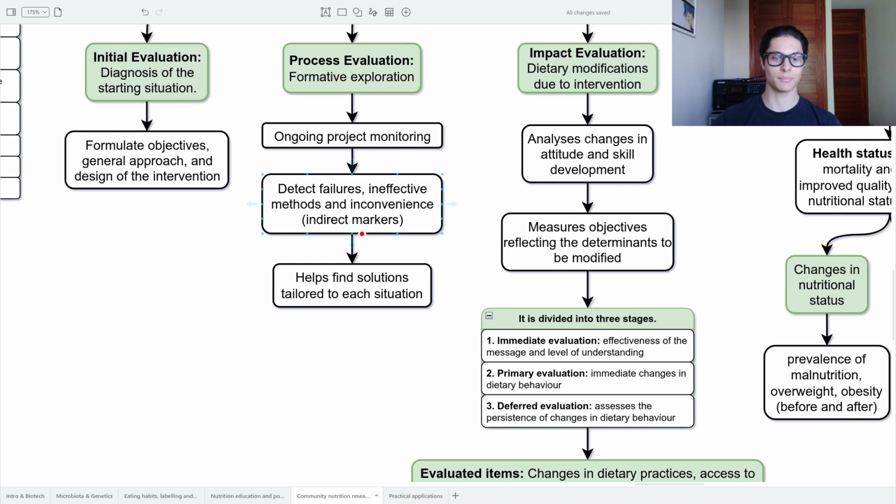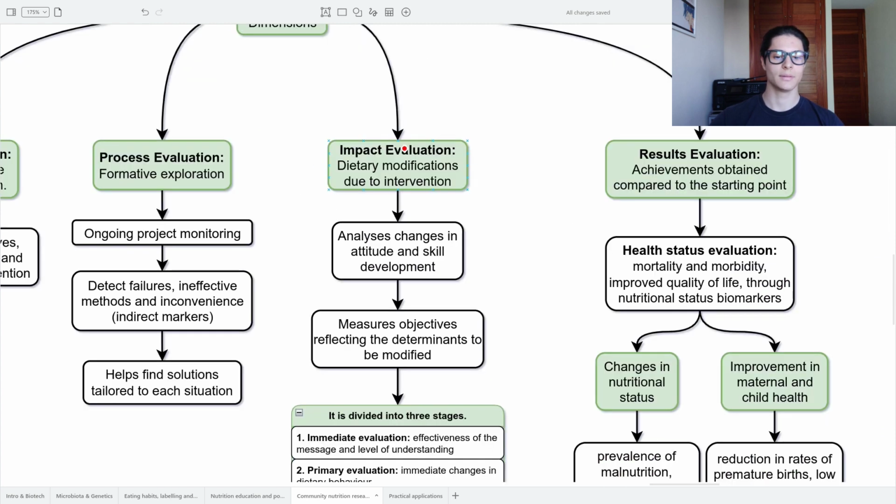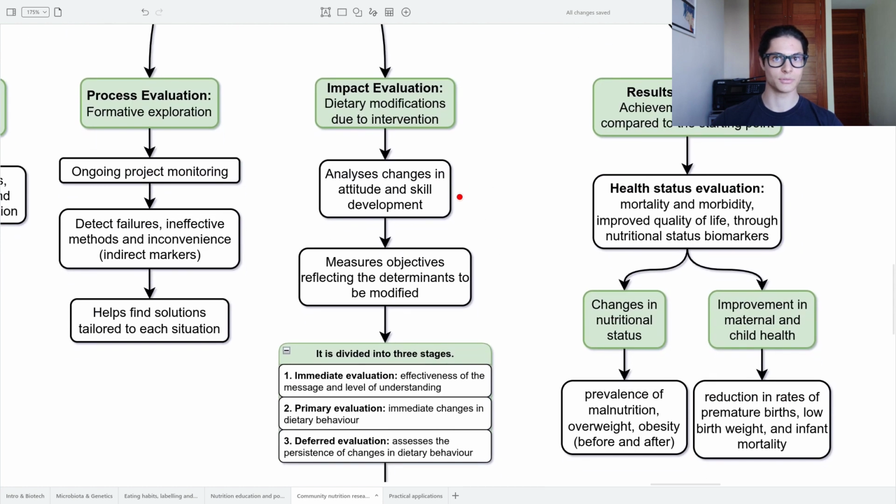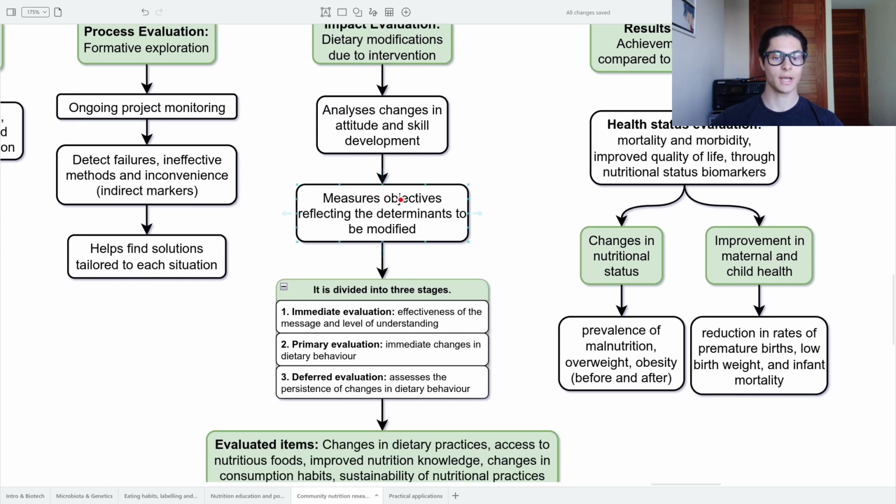This is using indirect markers, and it helps find solutions tailored to each situation, which is very interesting. Then we have the impact evaluation. These are the dietary modifications due to the intervention, so how did the population change their diet. It analyzes changes in attitude and skill development, important. It measures the objectives reflecting the determinants to be modified.